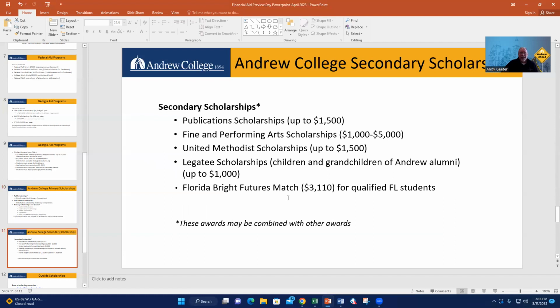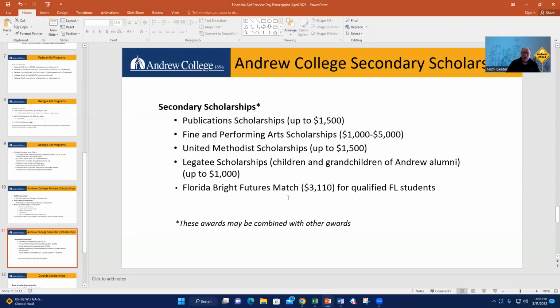We also offer a number of secondary scholarships, and these can be combined with primary scholarships or other secondary scholarships. They include a publication scholarship, and there's a separate form that will come out soon for that, if students are interested, and it's typically working on our yearbook staff. Fine and performing arts scholarships range from $1,000 to $5,000. There is an automatic $2,000 scholarship for a student majoring in art, theater, or music. There may be opportunities, depending upon the time of year, to add to that by audition.